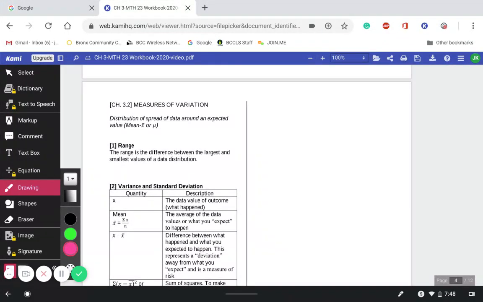Now, section 3.2 is not central tendency. We're talking about the variation. Okay? Variation is the spread of the data around the center. That's what they mean. The variation is how far off you are from the central tendency. In statistics, that mean value or central tendency value is very important because that represents the characteristic of the whole data.